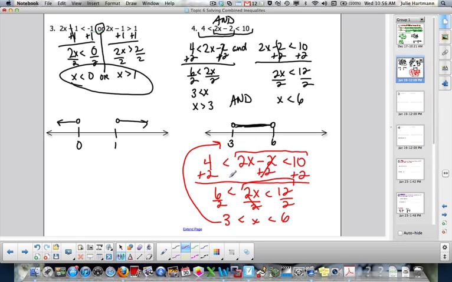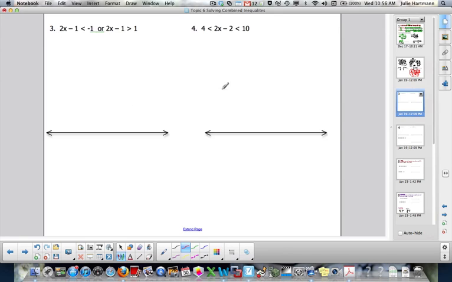So that's another way, if you don't want to split it up into 2, to solve it. You can do them either way, it doesn't matter. Next, that's the same one.